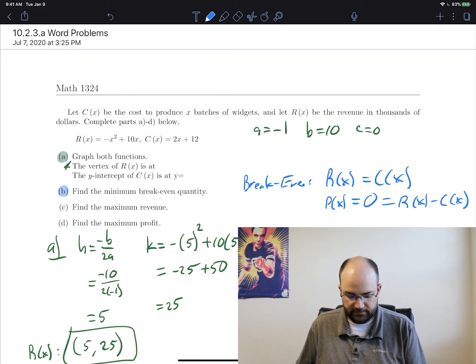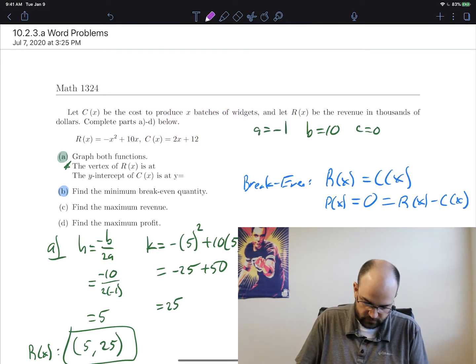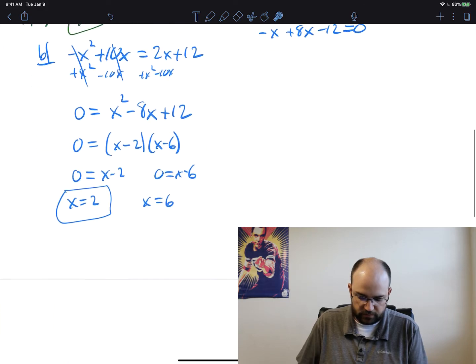Letter C, find the maximum revenue. Now again, revenue is this function. So -x squared plus 10x.